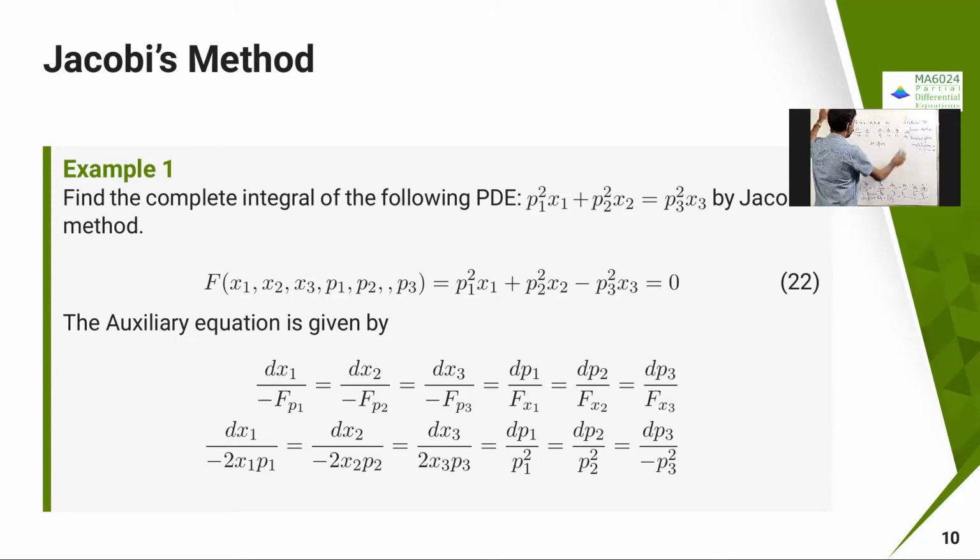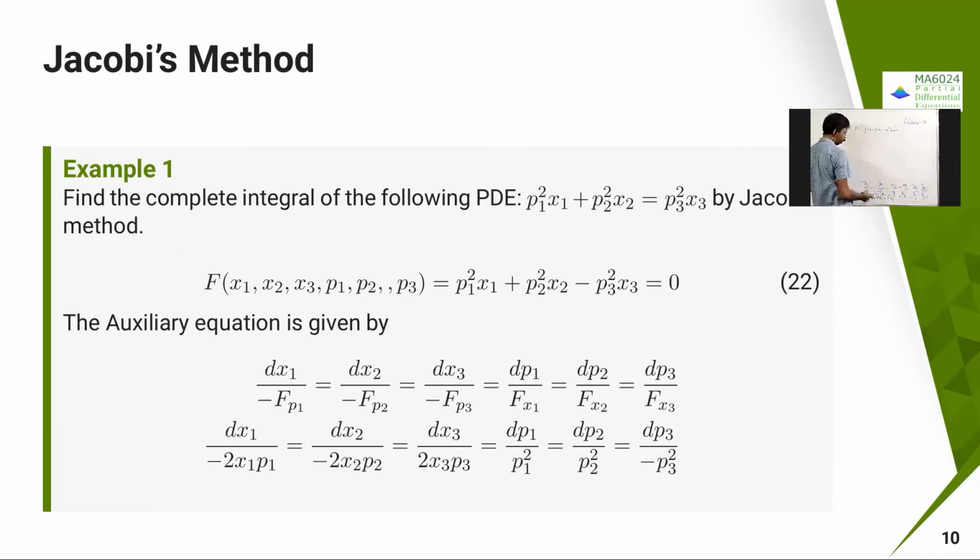So let us see one or two problems on the Jacobi method. I have a problem p1 square x1 plus p2 square x2 equal to p3 square x3. So I can write this equation as p1 square x1 plus p2 square x2 minus p3 square x3 equal to 0. This is nothing but my f.